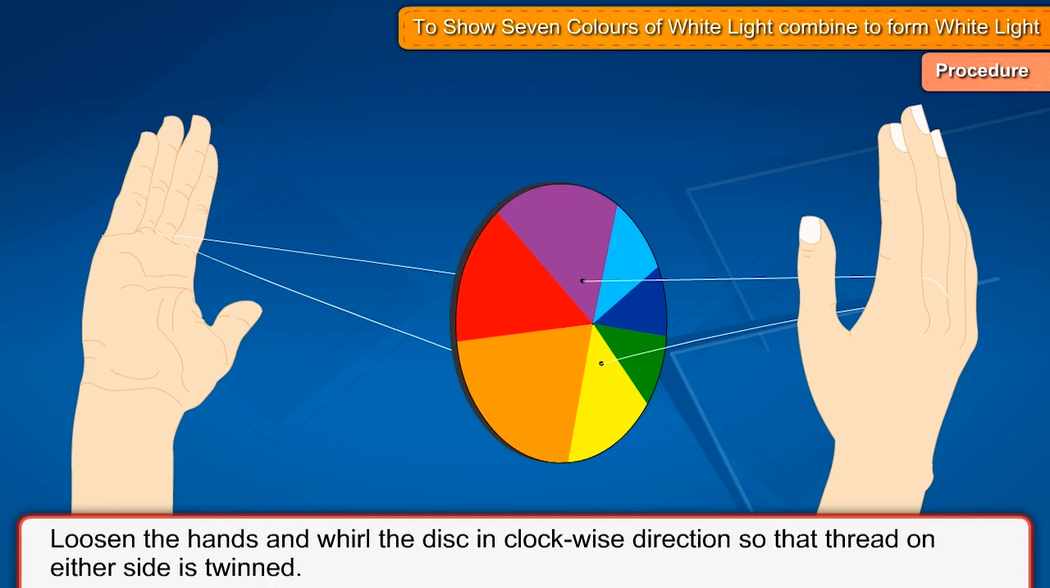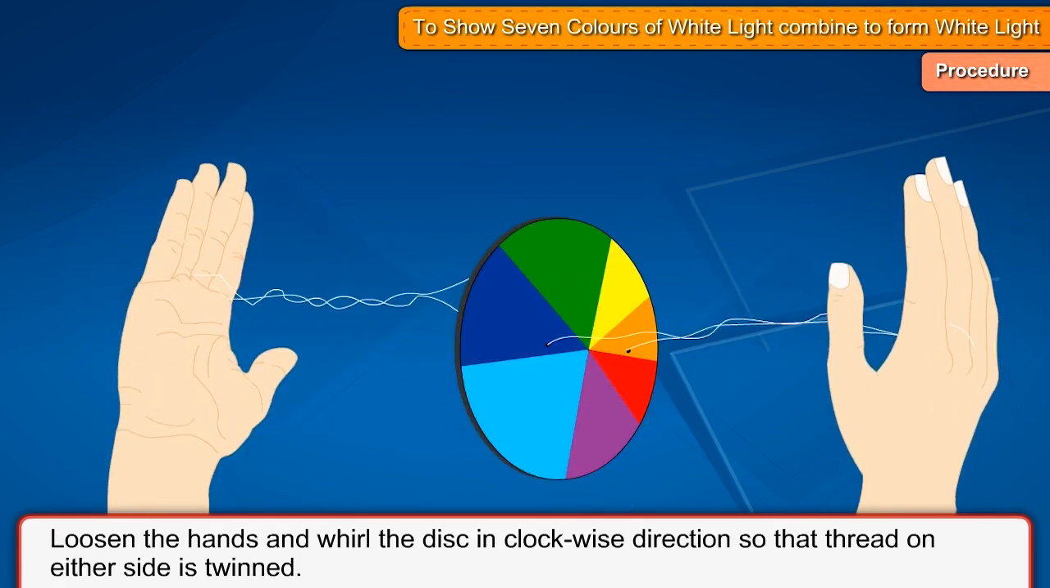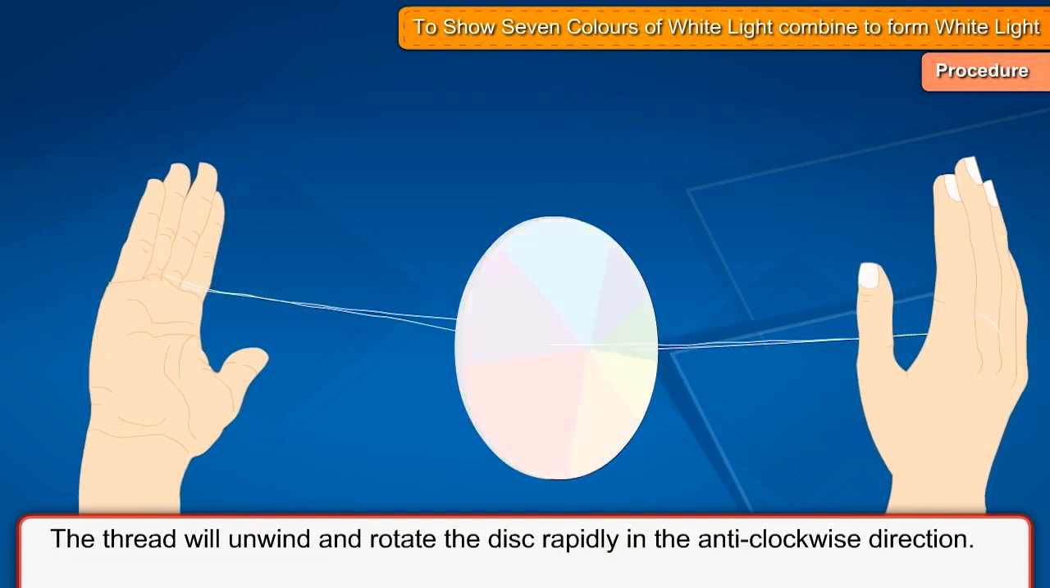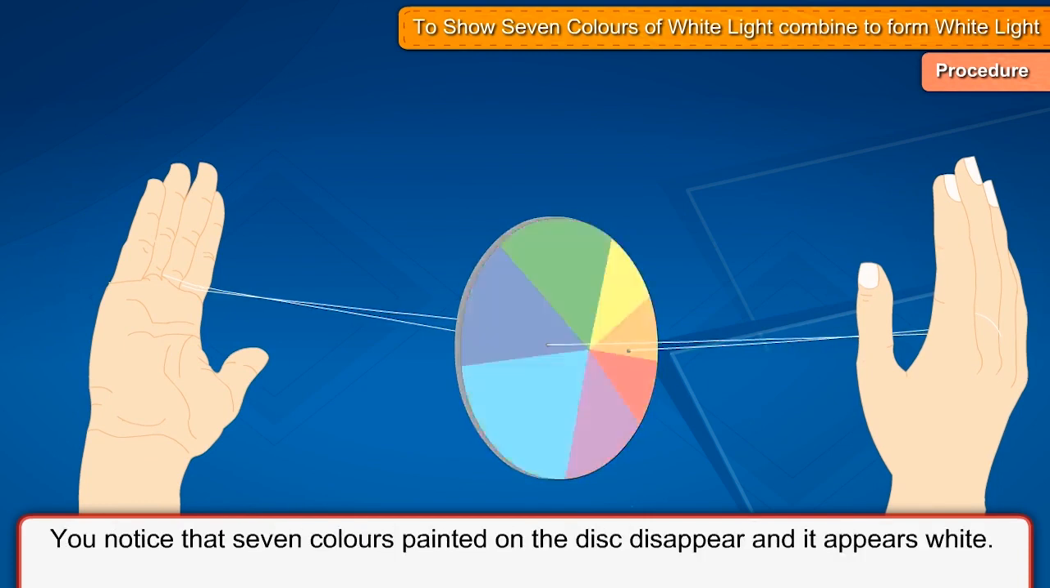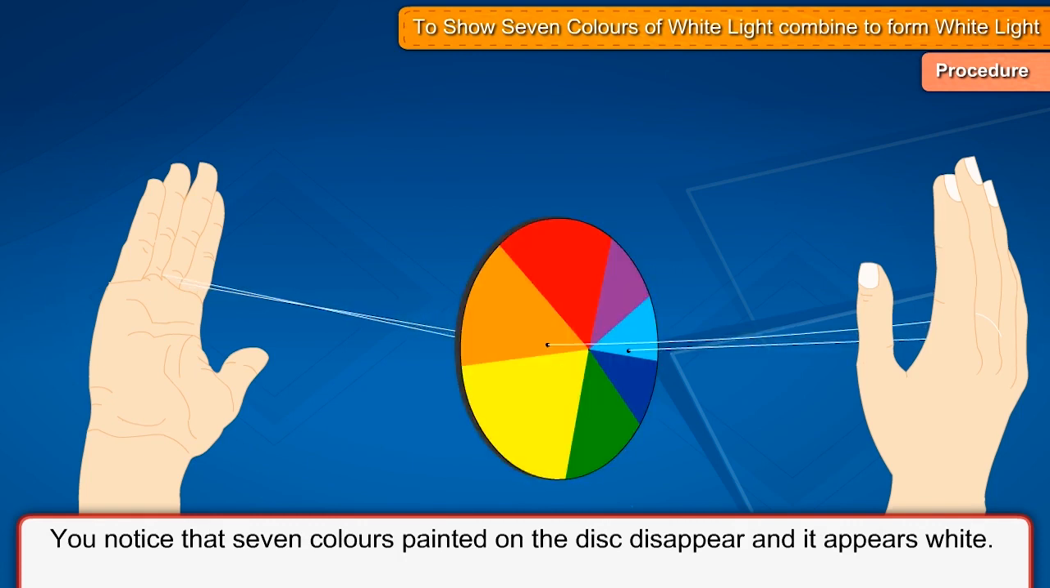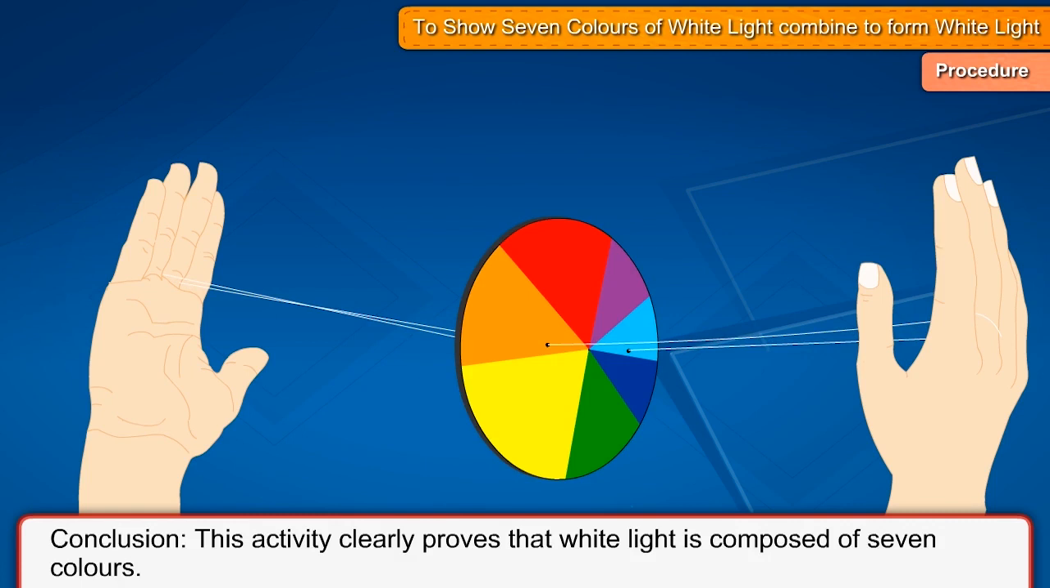Loosen the hands and whirl the disc in clockwise direction so that the thread on either side is twined. Now stretch the hands. The thread will unwind and rotate the disc rapidly in the anti-clockwise direction. You notice that the 7 colors painted on the disc disappear and it appears white. Conclusion. This activity clearly proves that the white light is composed of 7 colors.